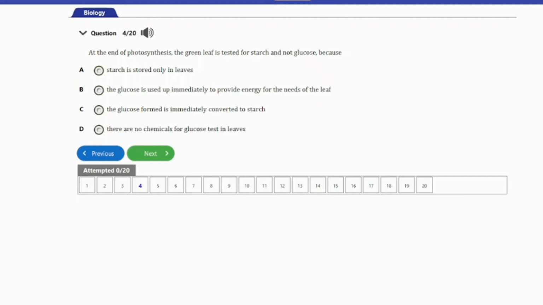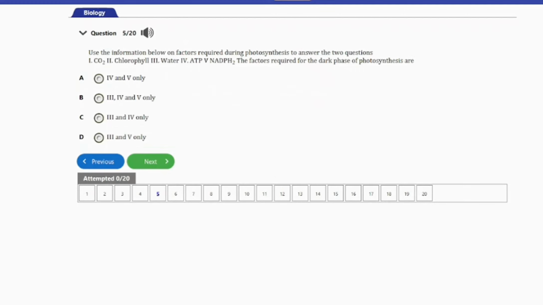That's question number 4 here. It says, at the end of photosynthesis, the green leaf is tested for starch and not glucose because A. Starch is stored only in leaves. B. The glucose is used up immediately to provide energy for the needs of the leaf. C. The glucose formed is immediately converted to starch. D. There are no chemicals for glucose tests in leaves. So guys, the answer to this question is option C here. The glucose formed is immediately converted to starch. And that's it for this question. Let's go ahead and consider the next question, guys. That's question number 5 here.